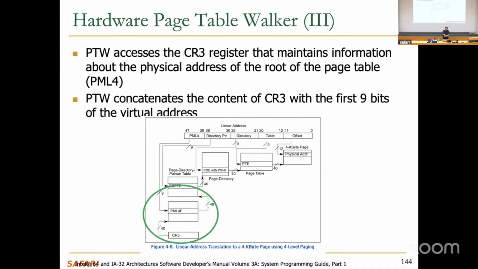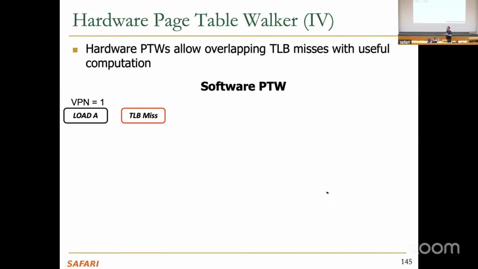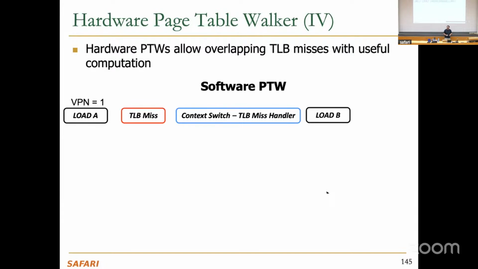And here you can see an example of why doing this in hardware compared to software is very important. Let's say we had a software page table walker. We would load A, which corresponds to VPN equals 1, and we have an L2 TLB miss. After the L2 TLB miss, we would have a context switch, which gives control to the operating system, responsible for running the TLB miss handler and giving us back the translation. After the OS gives control back to the hardware, we would perform the load for address B, which is VPN equals 5. And in this scenario, it would be a TLB hit.